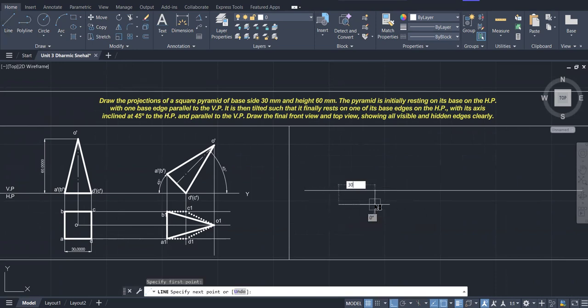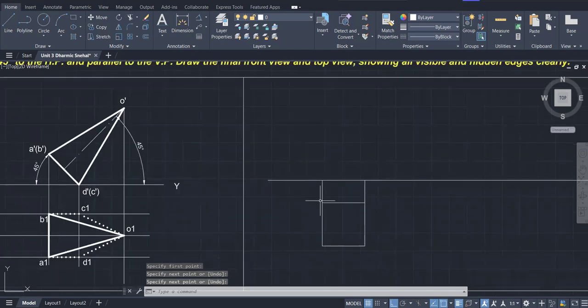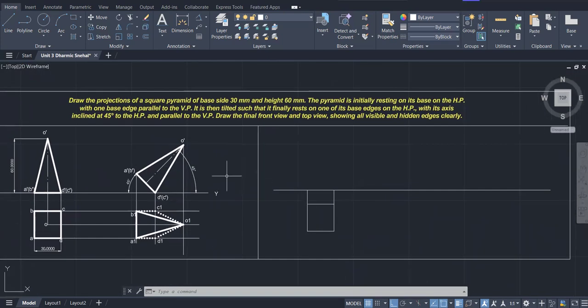The side length is 30, so as a square, all sides are equal. We will draw 30 on all sides. Now give the projection lines from the corners to the axis line. Now give another line joining both of these. Now from the center, give the square center also.